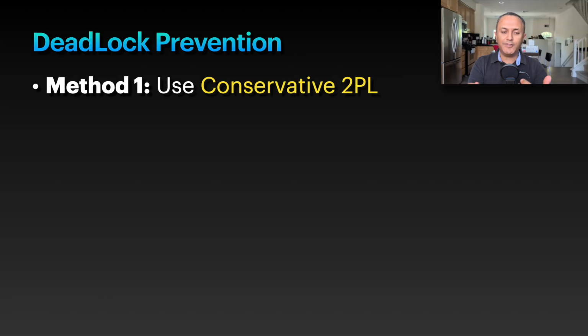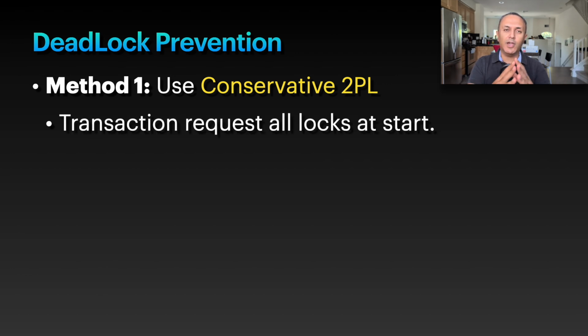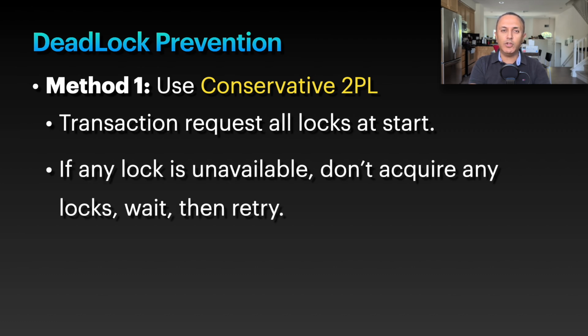One technique is to use something called conservative two-phase locking. Last time we talked about the basic two-phase locking, and then we talked about two variations. We talked about the strict and the strong strict two-phase locking. This is another variant, which is conservative two-phase locking. Conservative two-phase locking says that a transaction needs to acquire all the locks that it needs in the very beginning. If any of these locks is unavailable, meaning it's been already held by another transaction, then this transaction will not acquire any locks. It will release anything that it has already acquired. It will wait, and then it will try again later.